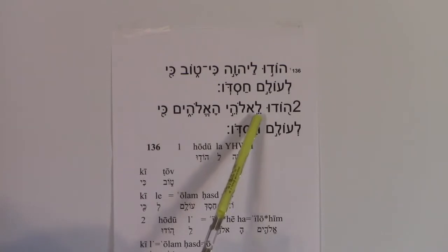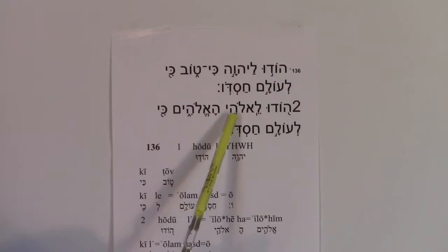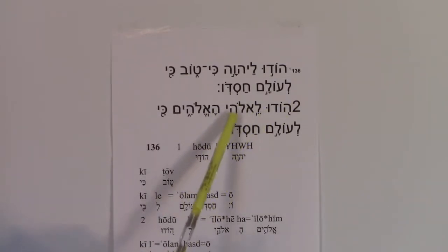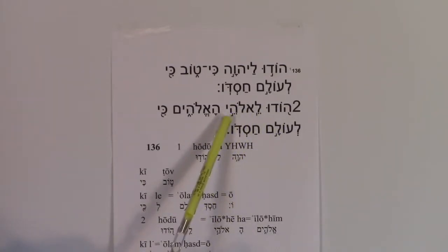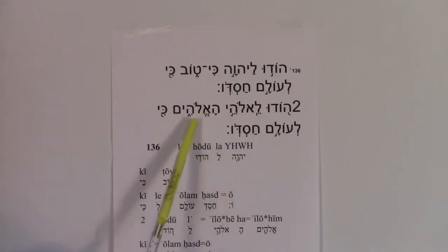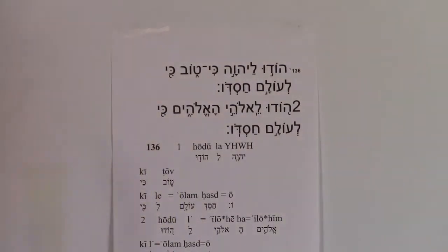It's nice to have the sere there, because now we're going to do a sere yod, which has the same sound at the beginning as at the end. Hodule Elohe. Nice, huh? Poetic. Hodule Elohe ha Elohim. And what do we have?